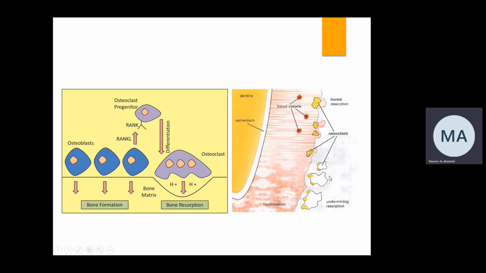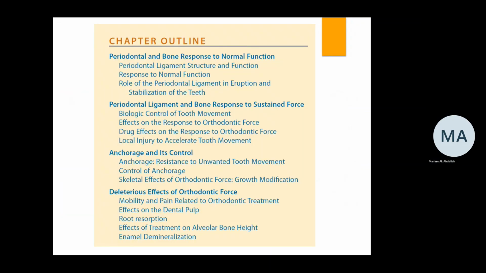This is an example here, down here, of heavy forces. Blood vessels are occluded, and then you have hyalinization and cell death, and the osteoclasts will work from the inside. They will start bone resorption from the inside, and then when they reach the periodontal ligament, we will have a jump of the tooth, and we will have undermining type of resorption.